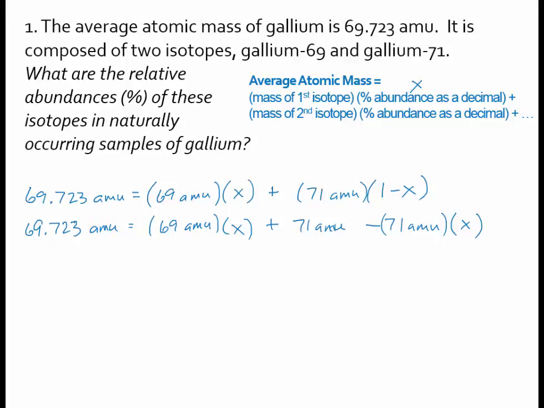So in this case, then we want to get like terms together. So I'm going to group my x's. I've got 69 AMU x and I've got negative, or minus, 71 AMU x. I'm going to put those together. I'm also going to get rid of my AMUs and bring that over to the other side.